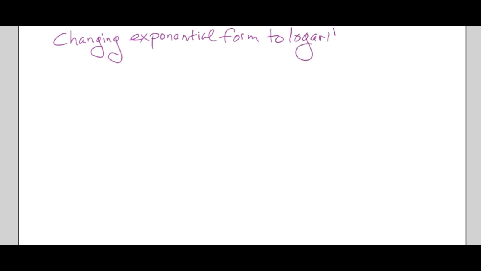Okay, changing exponential form to logarithmic. So for exponential, I'm going to give you 3 squared is equal to 9. Okay, that's no big deal. Nice, easy, true statement. 3 squared is 9. We want to write this in logarithmic form.